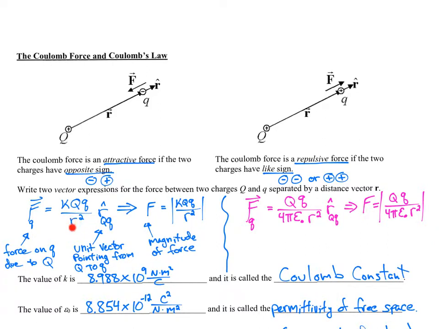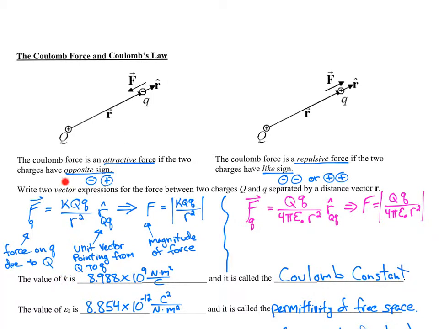Here we have a meter squared on the bottom. That would cancel out with meters squared on the top, and we would be left with units of newtons, which is what we should have for force. So that's a little mistake. This should be coulomb squared. Just like this one is coulomb squared up on the top, this is coulomb squared on the bottom. This k is called Coulomb's constant.